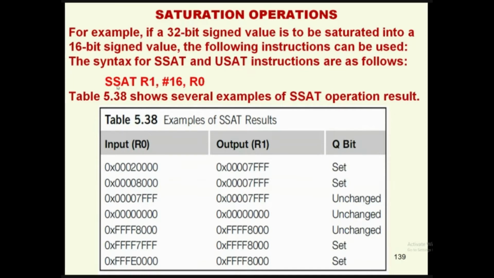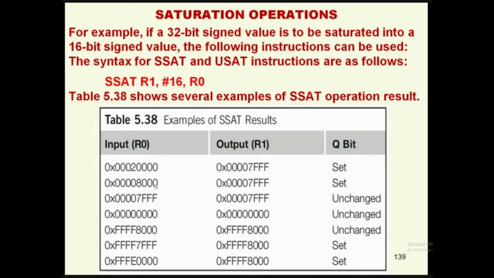So because it is signed, the maximum positive number is 7FFF. So the output is 7FFF. The output signal is greater than the maximum positive number, hence the Q bit is set. It's very clear. Now here also 8000 is 1 bit greater than the maximum saturation level.